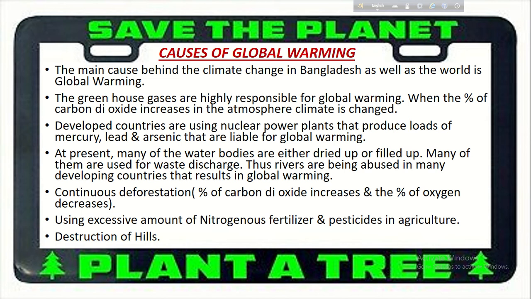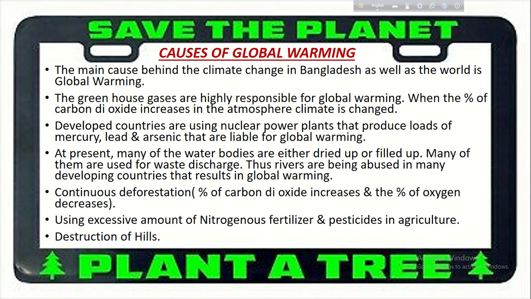Though Bangladesh is a small country, once it had many rivers, pools, canals, marshlands, etc. And you are well known that there are 230 rivers and rivulets in our country. They had vital roles in controlling temperature. Currently, many of them are either dried up or filled up, or many of them are used for waste discharge. So thus rivers are being abused in many developing countries, that results in global warming.